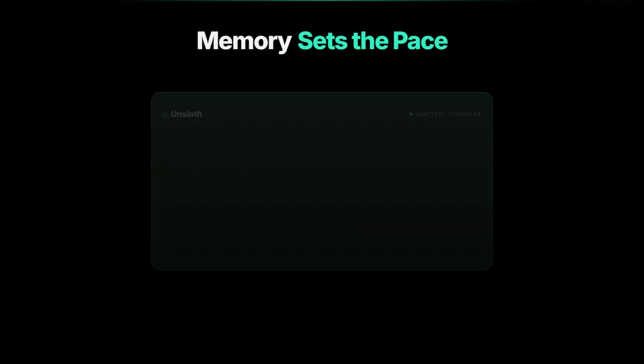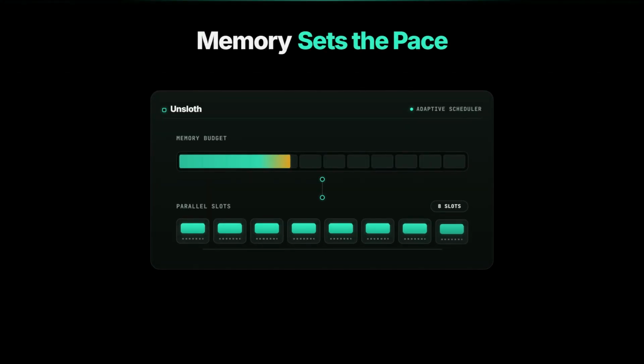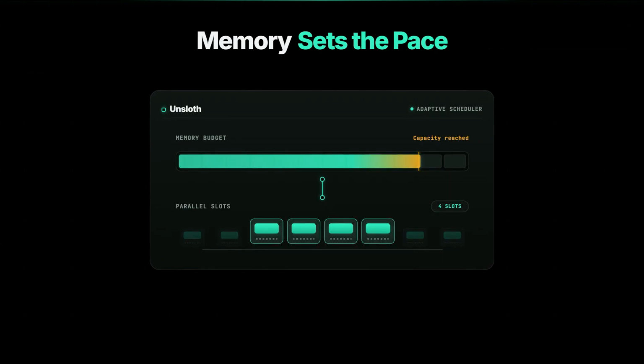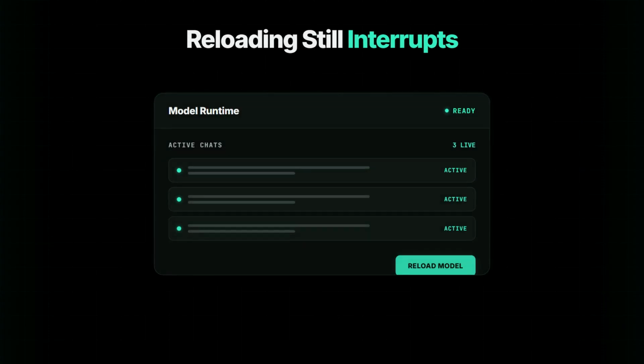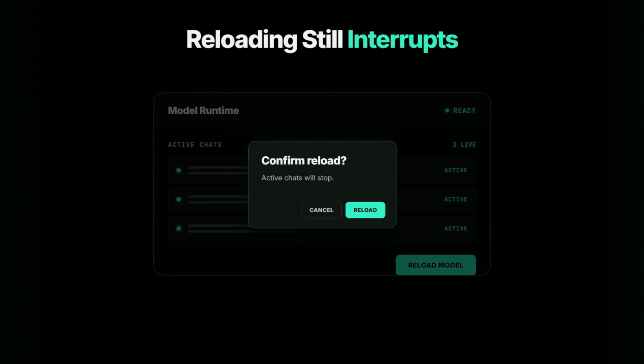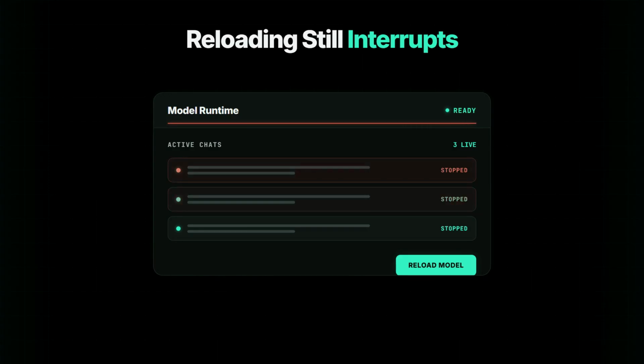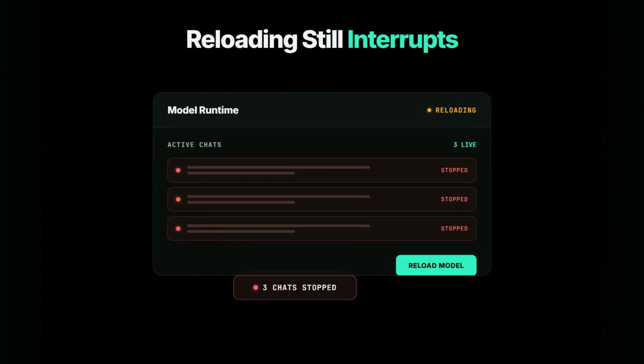When memory is limited, Unsloth reduces the slot count. Parallel chat is not a promise of fixed concurrency on every machine. Capacity adapts to available resources. Reloading the model still stops active chats, although Unsloth asks for confirmation first. Independent stop controls help during normal use, but a model reload remains a shared interruption.